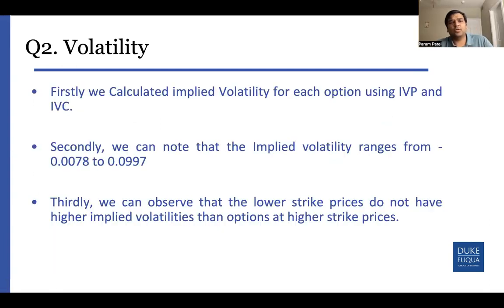So for question 2, for calculating the volatility, we calculate the implied volatility for each option using the IVP and IVC. From the data, we can see that the implied volatility ranges from 0.0078 to 0.0997. From this, we can observe that lower strike prices do not mean higher implied volatilities than options at higher strike prices. Next, Gita will be talking about question 4.